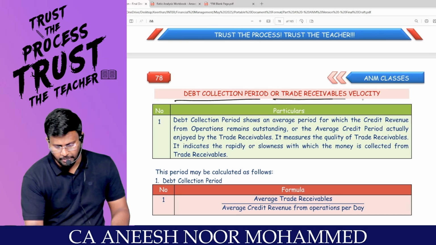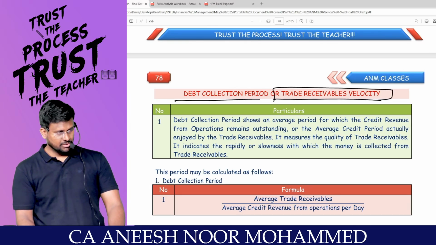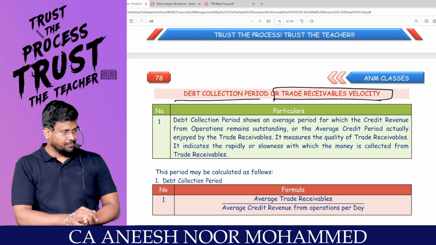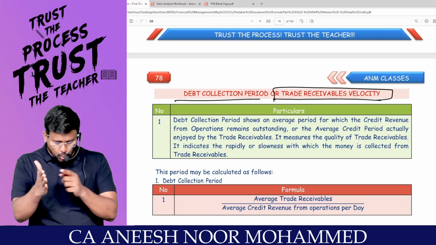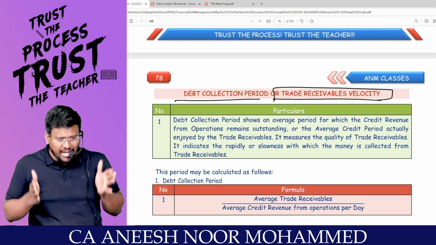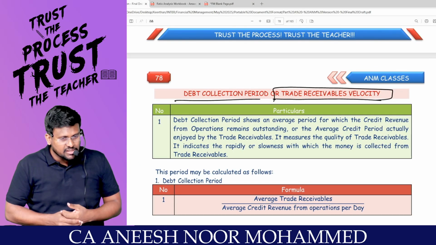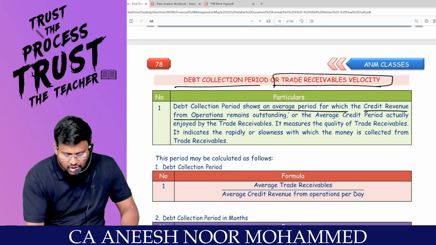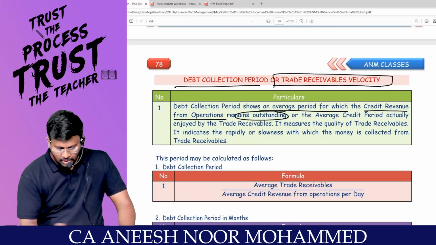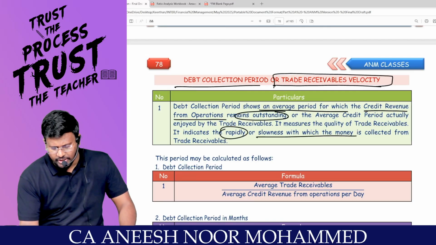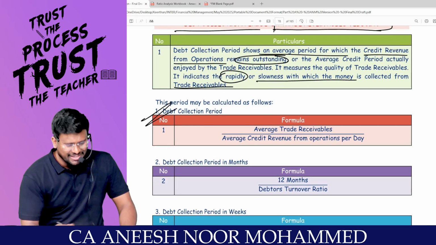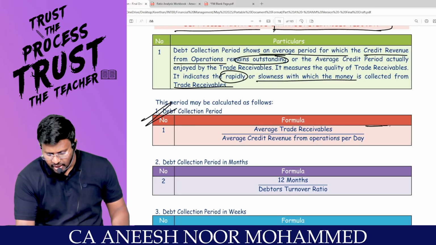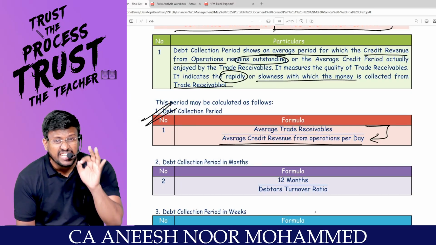Now, debtors collection period or trade receivables velocity, right? Raw material you convert into WIP, WIP you convert into finished goods, and finished goods you convert into debtors. Once I sell to debtors today, within how many days are my debtors paying me cash? That's what the debtors collection period is. Debtors collection period shows the average period for which credit revenue from operations remains outstanding. It indicates the rapidity or slowness with which money is collected from trade receivables. So how do you calculate the debtors collection period? Debtors collection period is equal to average trade receivables divided by average credit sales per day.